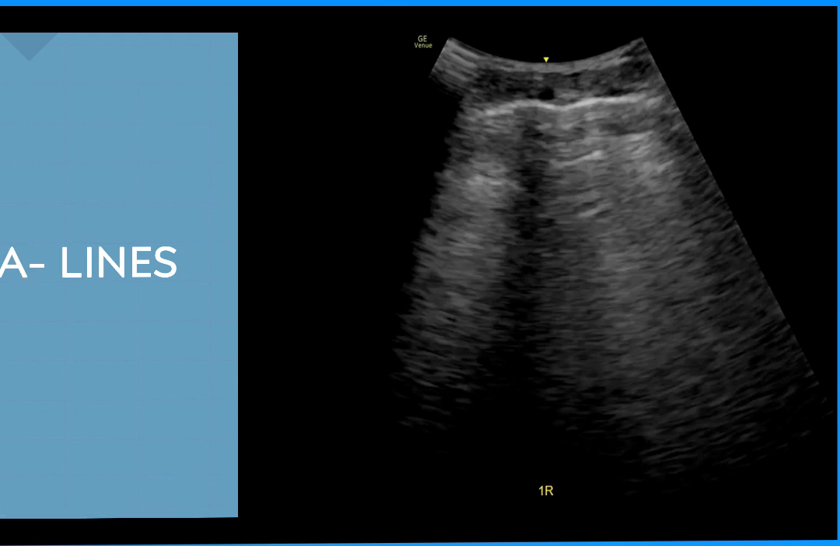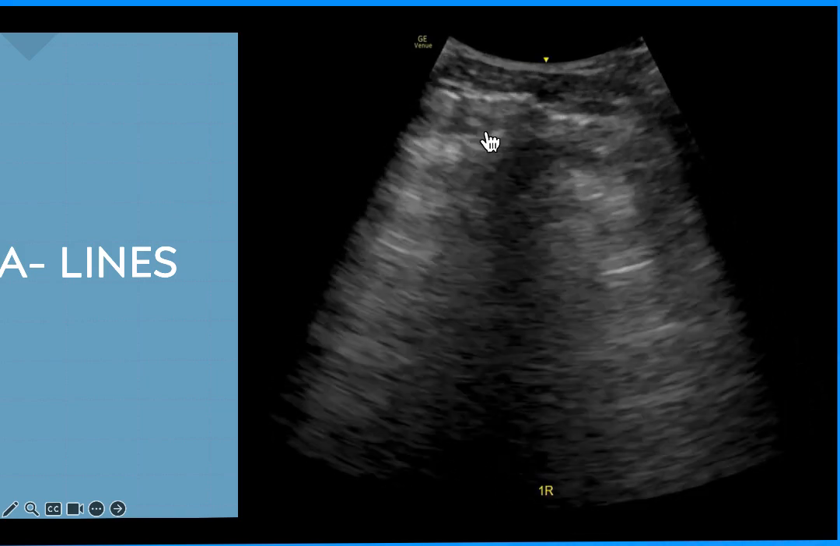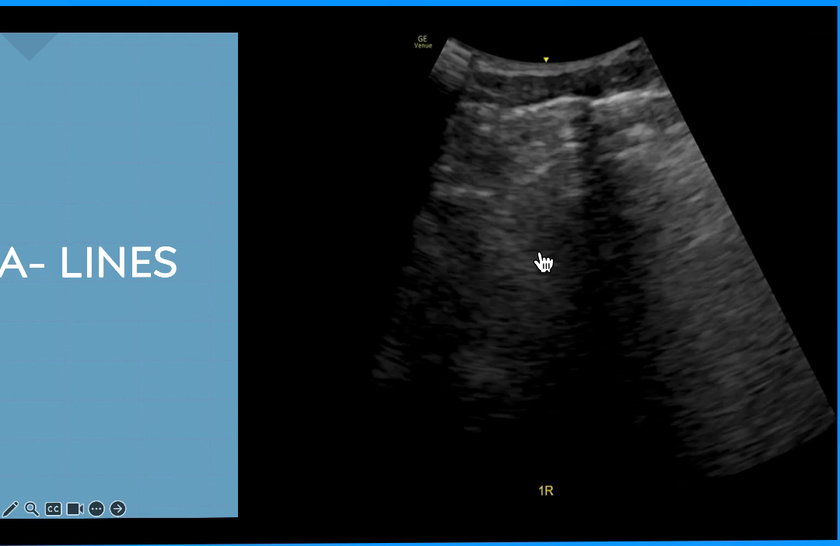Next, A lines. Like we talked about, A lines are that reverberation artifact that starts at the pleural line and are equidistant. They could stay or just sort of fizzle out as they go down. So this is just a good example of A lines. We're seeing nice motion artifact and we're seeing that reverberation going down.